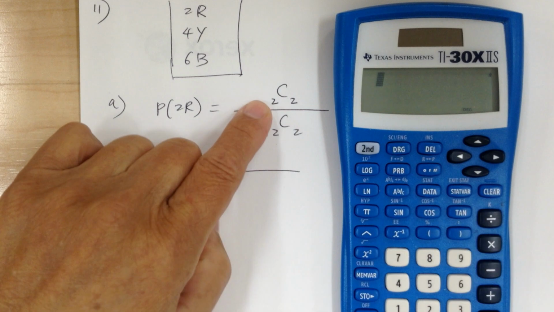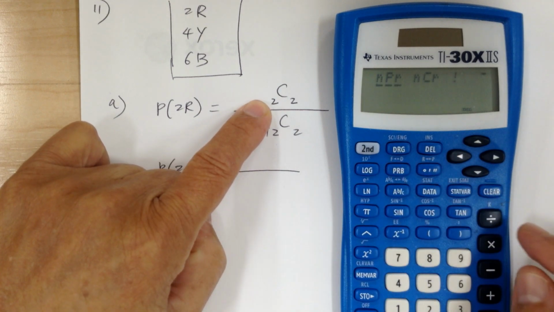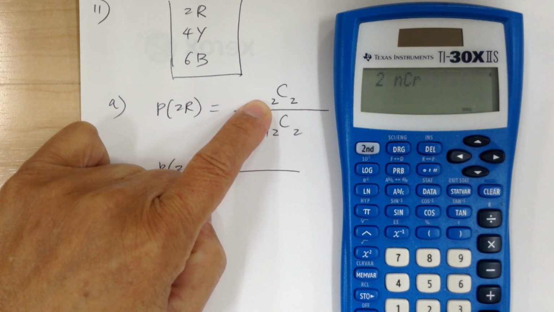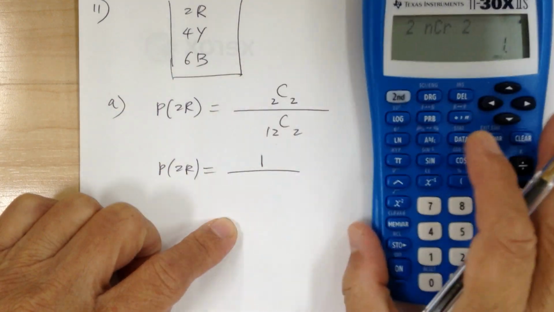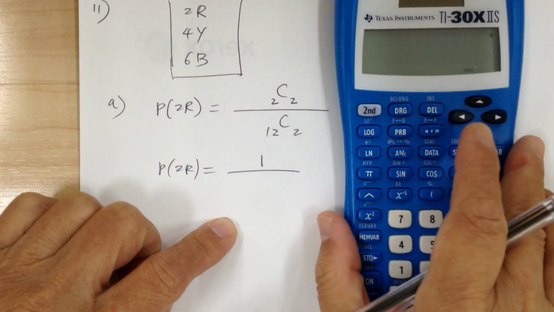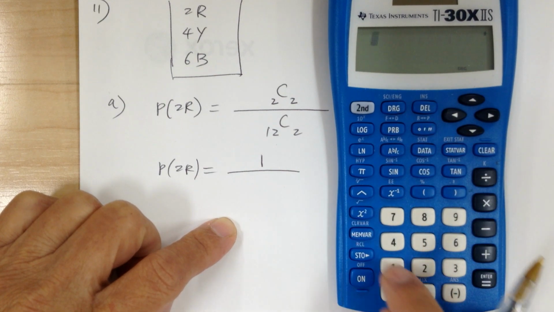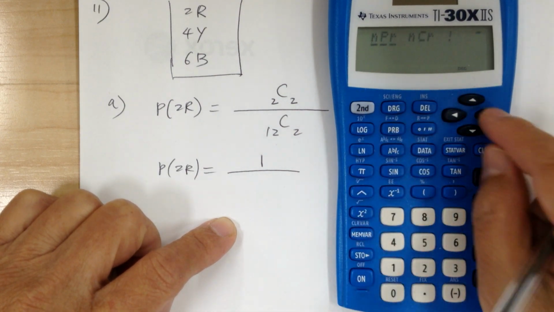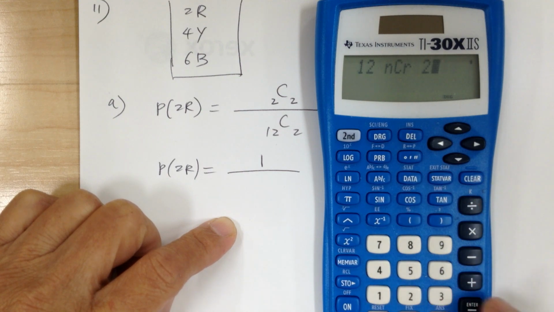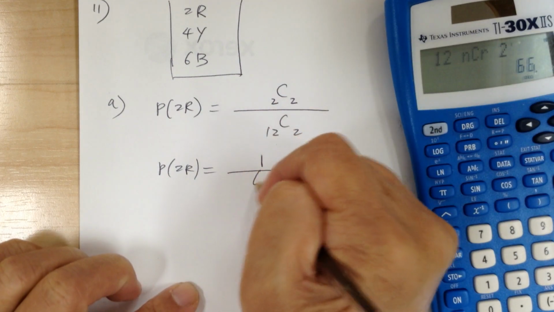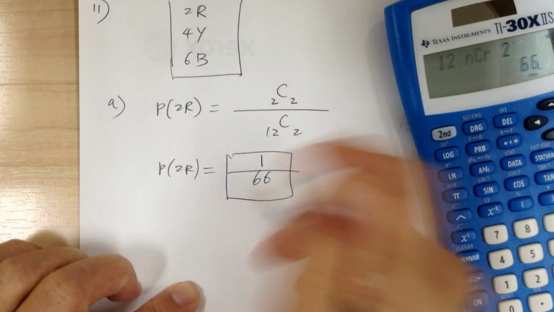Okay, so 2C2 equals 1. That's only one way of getting that. And 12C2, okay, so you go 12 C2, 66. Okay, and that's it.